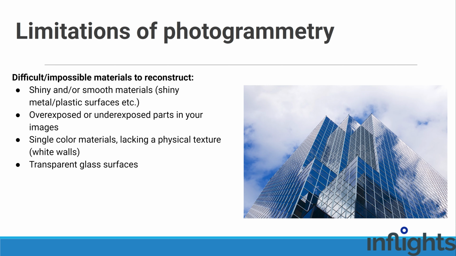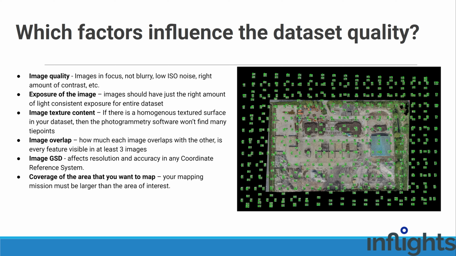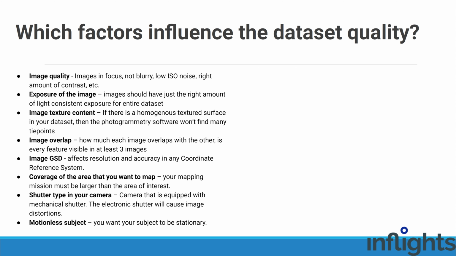Coverage of the area that you want to map. Your mapping mission must be larger than the area of interest. This is a common mistake when a pilot creates a photogrammetry mission the size of the area of interest. Your photogrammetry mission must be bigger. Motionless subject. You want your subject to be stationary. For example, when mapping a real estate, make sure that the windows are closed throughout the dataset acquisition.